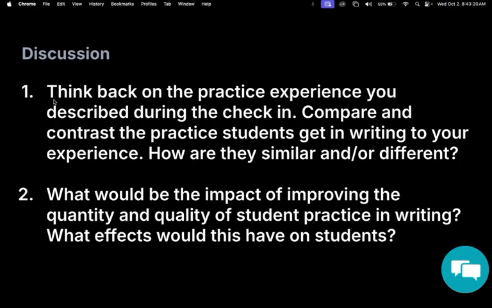So think back on that practice experience you described at the beginning and take a moment to just compare and contrast the practice students get in writing to your experience. Think about how they are similar and different. And I would encourage you again to pause and think about that.